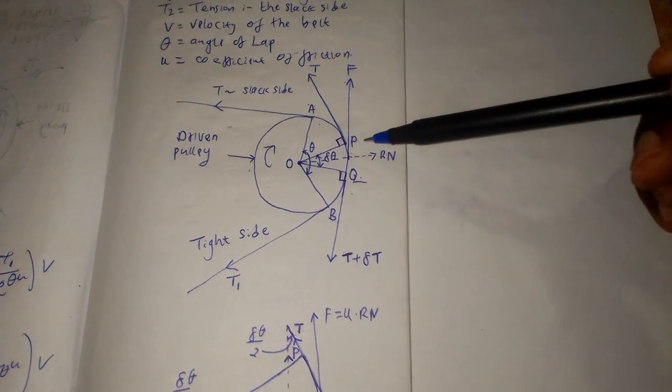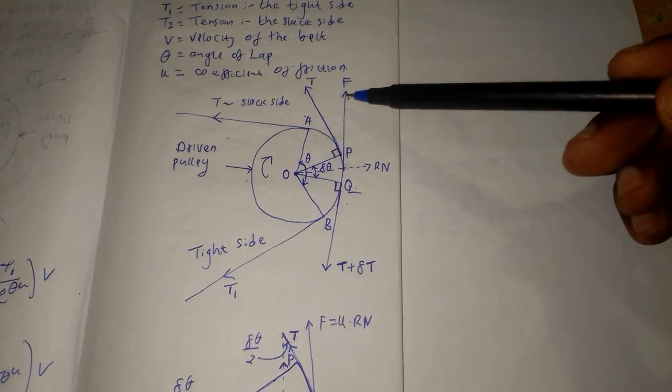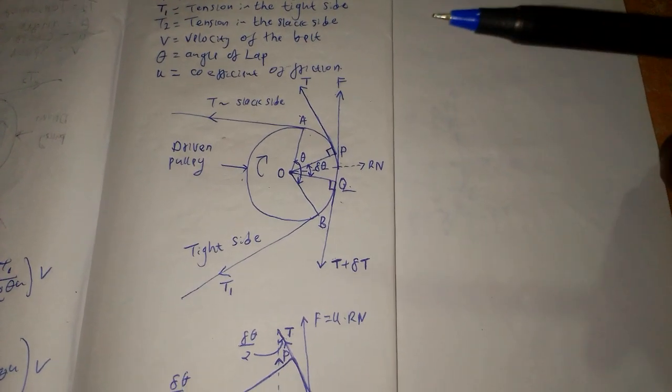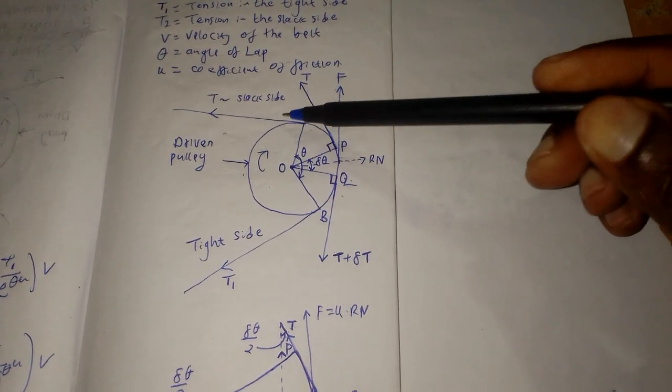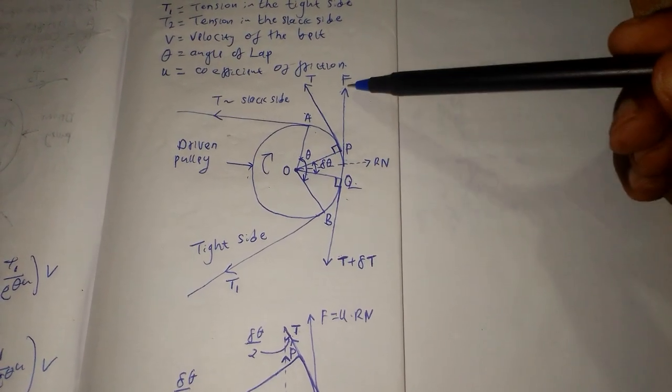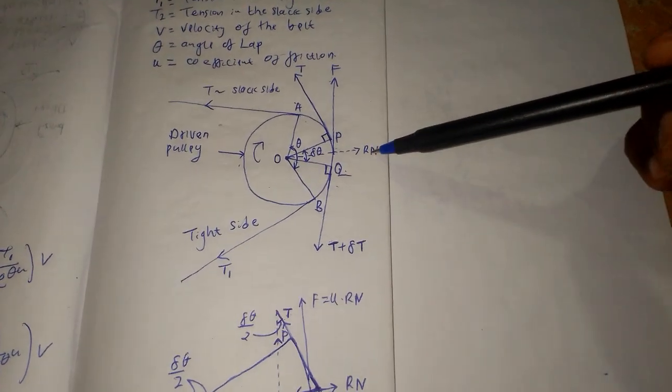Now we have the frictional force F, which is the friction between the belt and the pulley. Now we have the normal reaction force Rn.